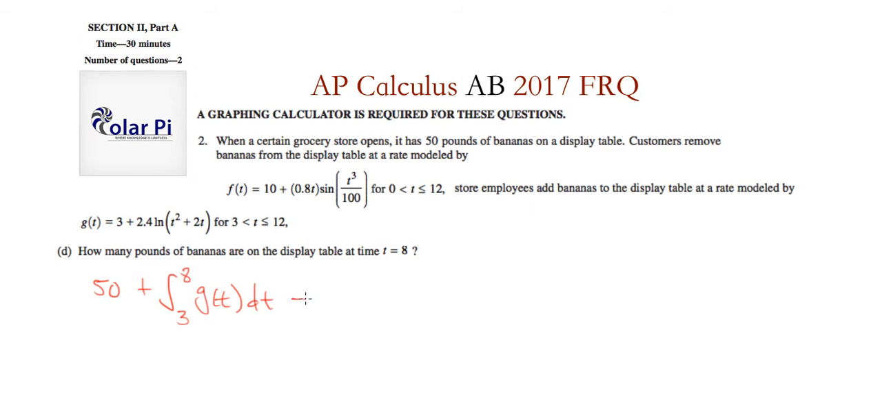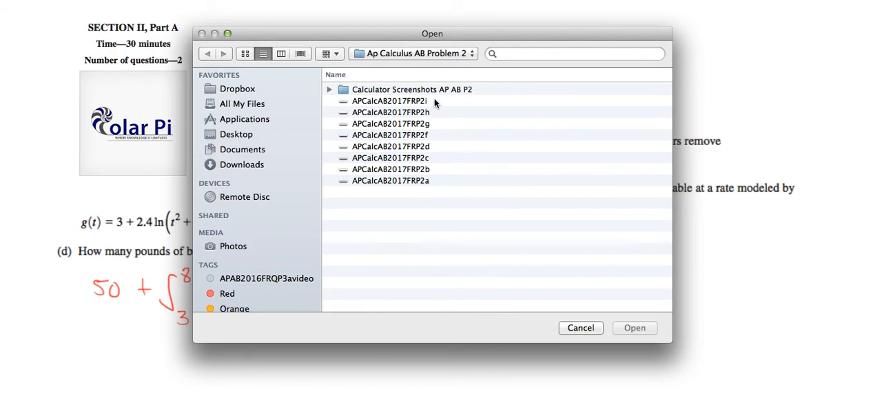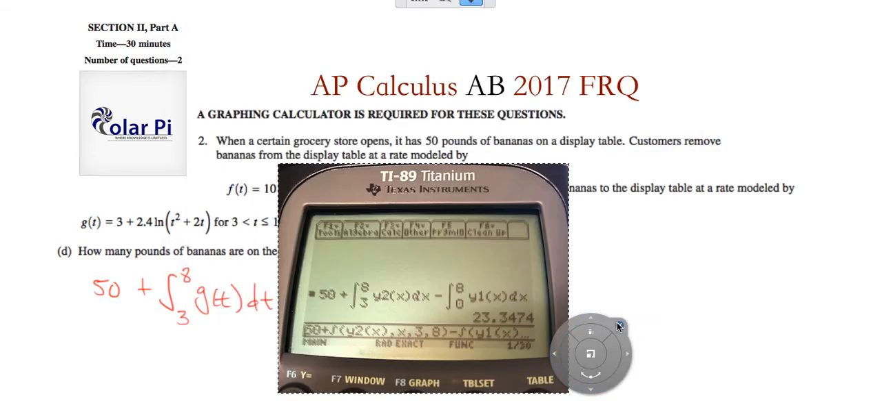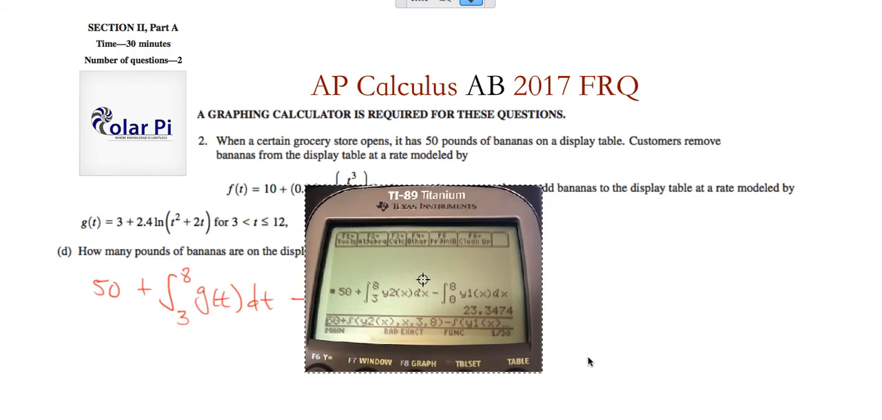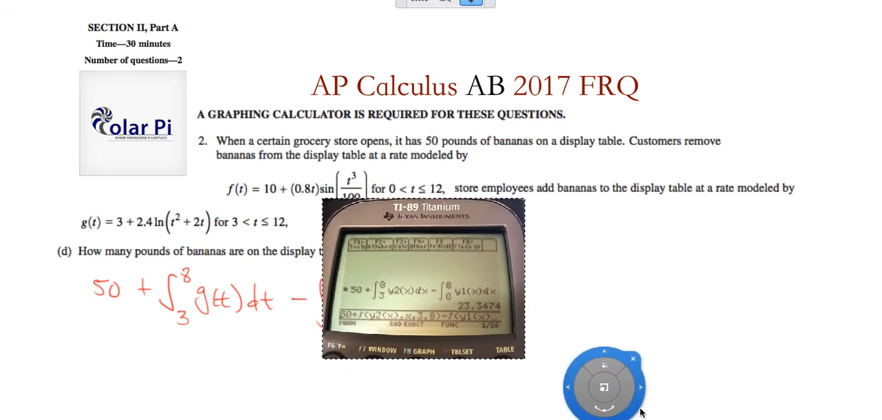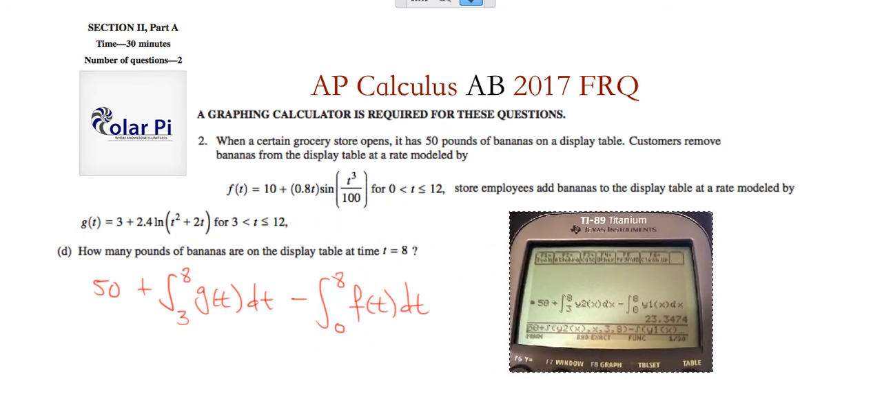And then we subtract all the bananas which are removed, and they're removed at a rate measured by f, and they started being removed at 0, so the integral from 0 to 8 of f of t dt. Whatever number we get out of this, that's how many bananas we have at the end of 8 hours. Yeah? Okay, cool. And of course, surprise, surprise, I did all this using the TI-89, and if you do all that, then you get the answer 23.3474.